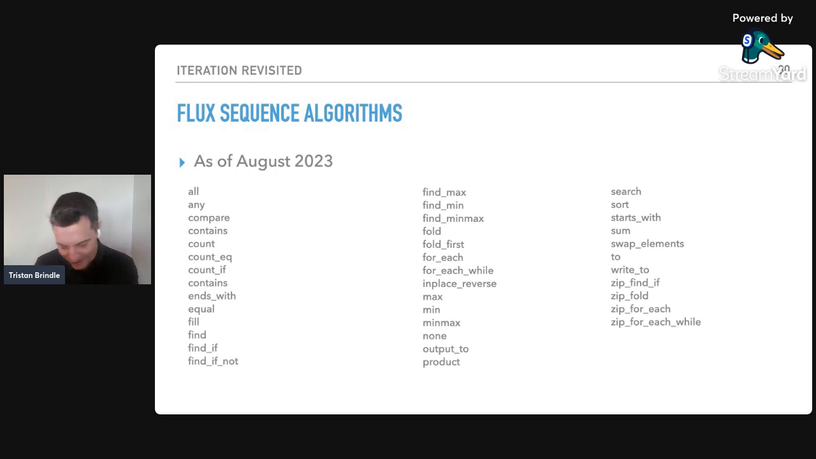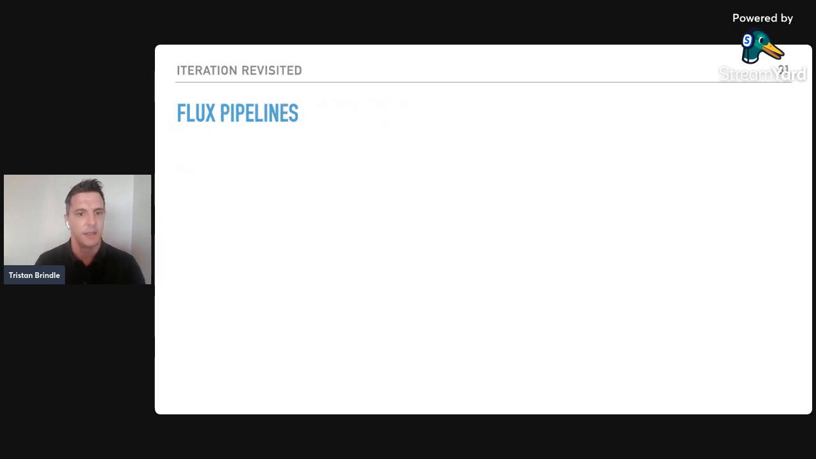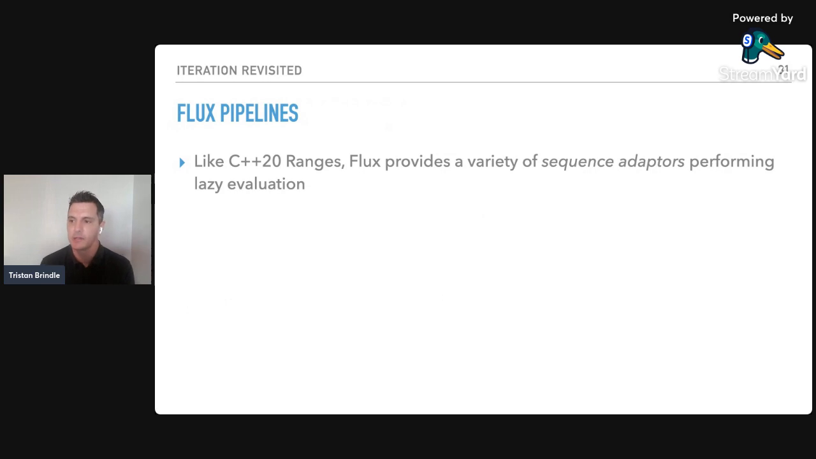As I say, if you've seen any of my talks before, you know that this is something that I really like. I'm a big fan of. And so obviously I want to be able to do that in Flux as well. And so you can. Like C++20 ranges, Flux provides a variety of sequence adapters which perform lazy operations in the same way that the ranges views do. And just as with ranges, we typically compose these into pipelines.